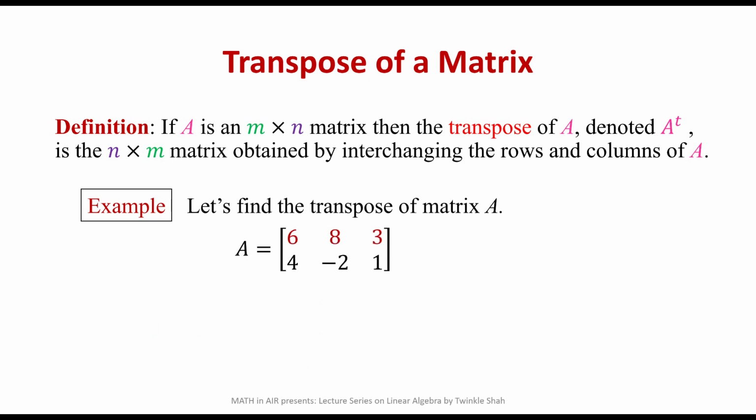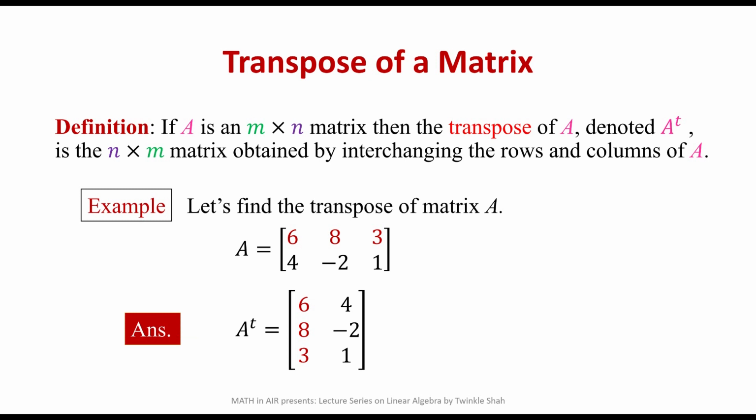Here we have matrix A, which is a 2 by 3 matrix. The transpose of matrix A is denoted A with a superscript t. Let's write down the answer. The elements in the first row of matrix A become the elements in the first column of the transpose matrix A t. Similarly, the elements in the second row of matrix A become the elements in the second column of the transpose matrix.